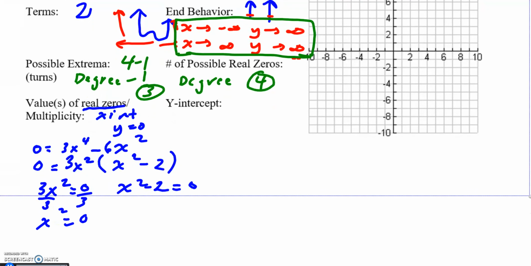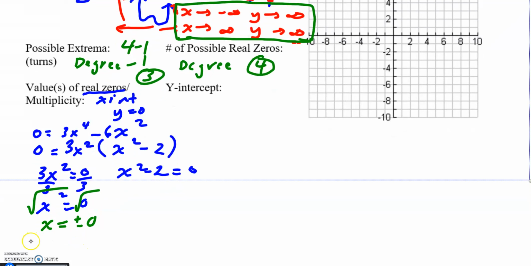And here is where the multiplicity thing comes in handy. Because here, if I take the square root of both sides, I technically get x equals plus or minus 0, which means that 0 is an answer twice. So this one has an even multiplicity because 0 repeats 2 times.